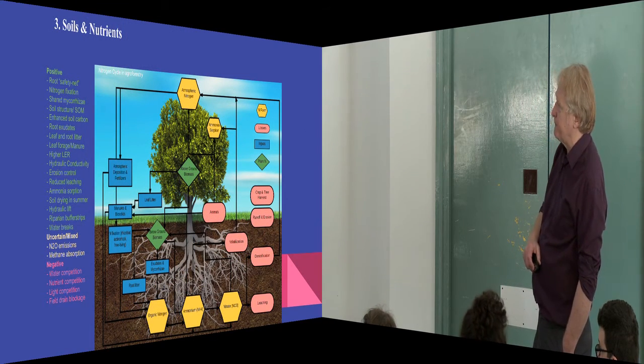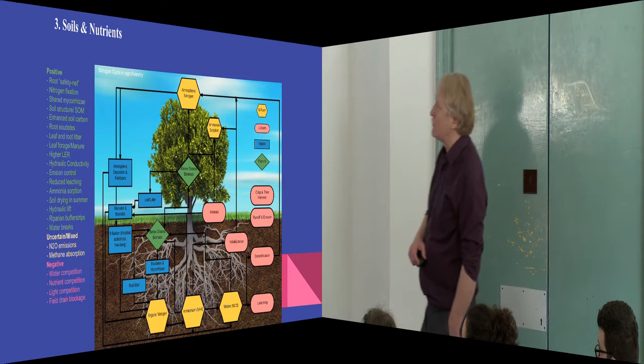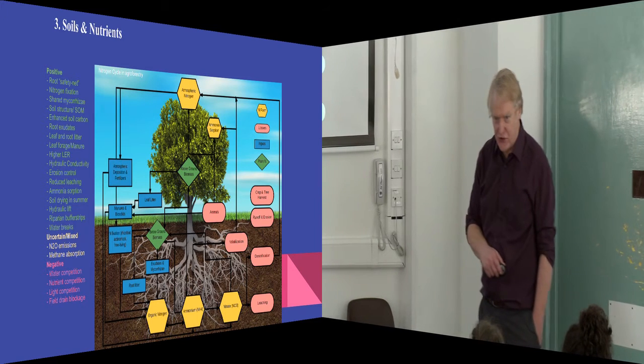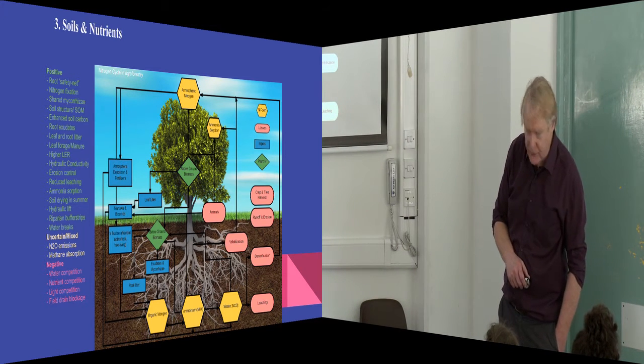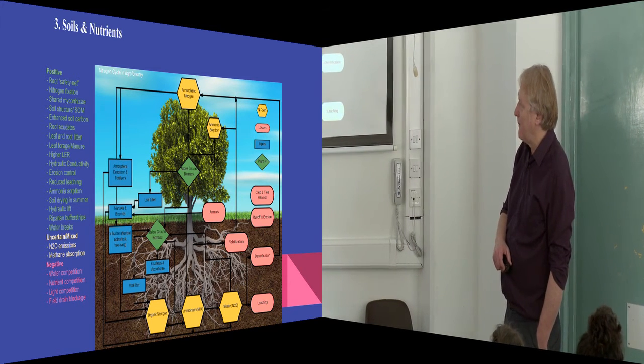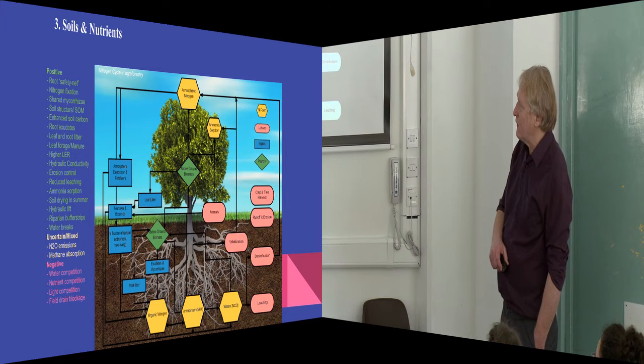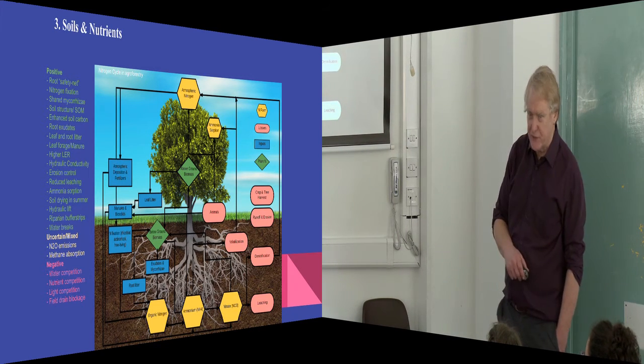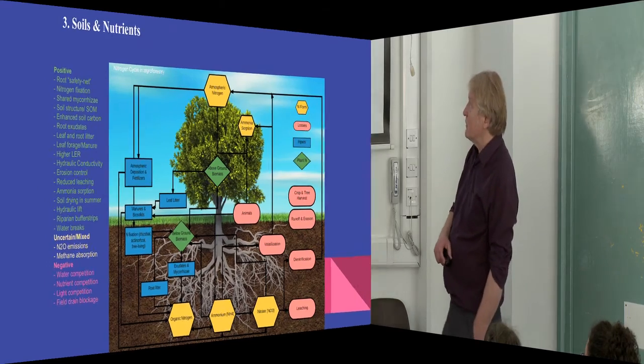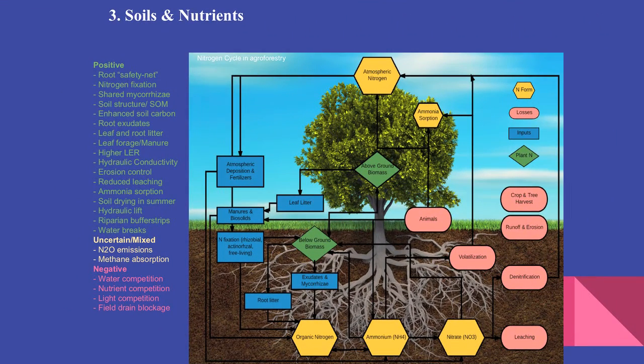Okay, I should have perhaps shown these in white so you can read them, but I'll just read out on the left. These are the positive features that we've got good observational proof for, the benefits of agroforestry in terms of soil and nutrients. So there's evidence of a root safety net. The roots of the trees are growing underneath the crop, and they're quite efficient at absorbing the nitrate, for example, that would otherwise be leached through the soil.